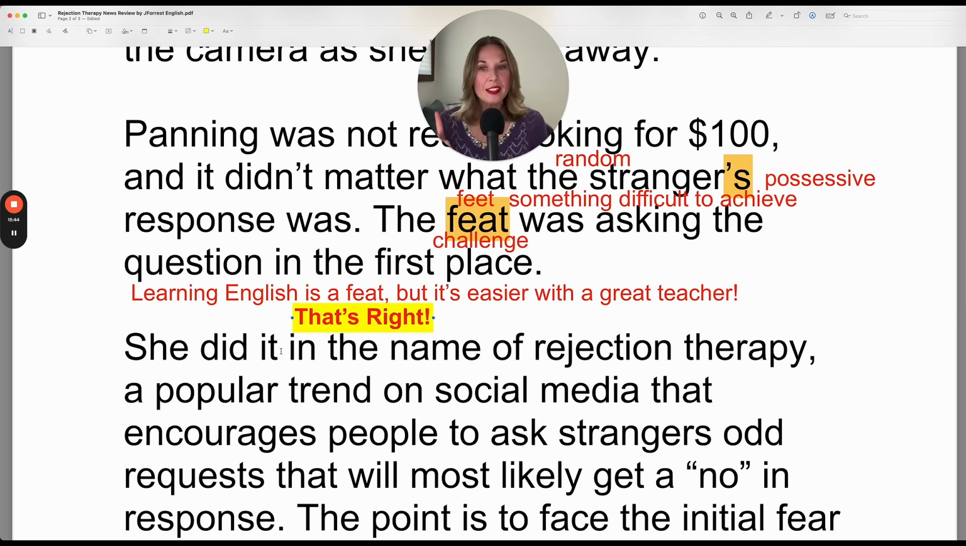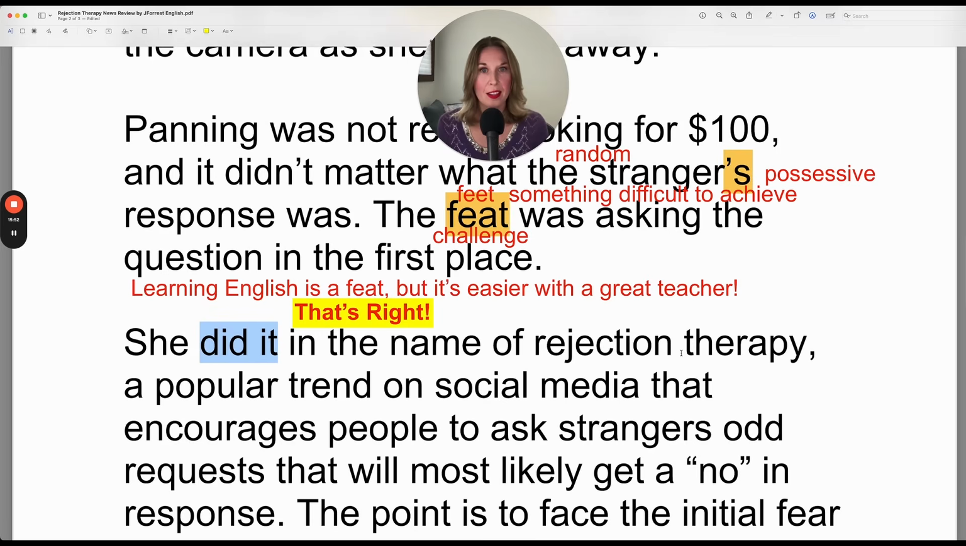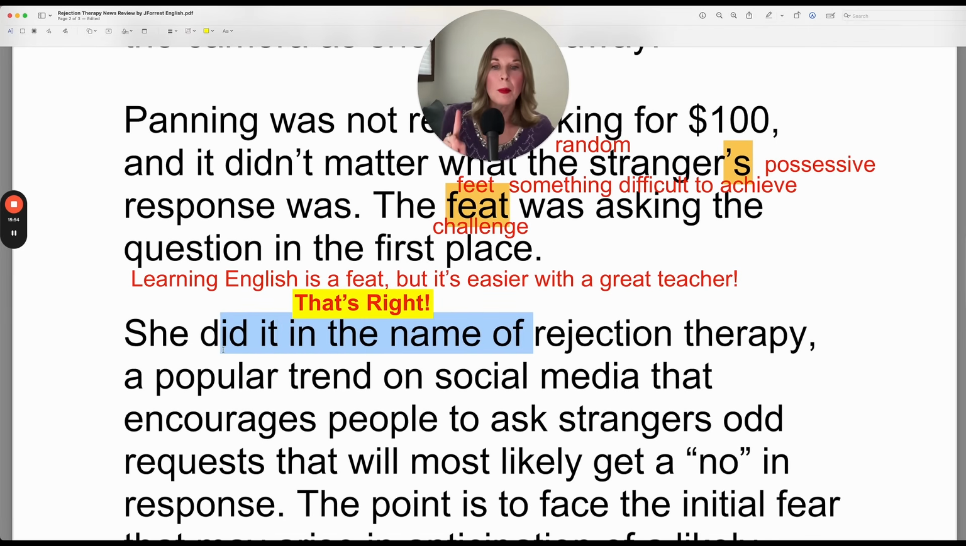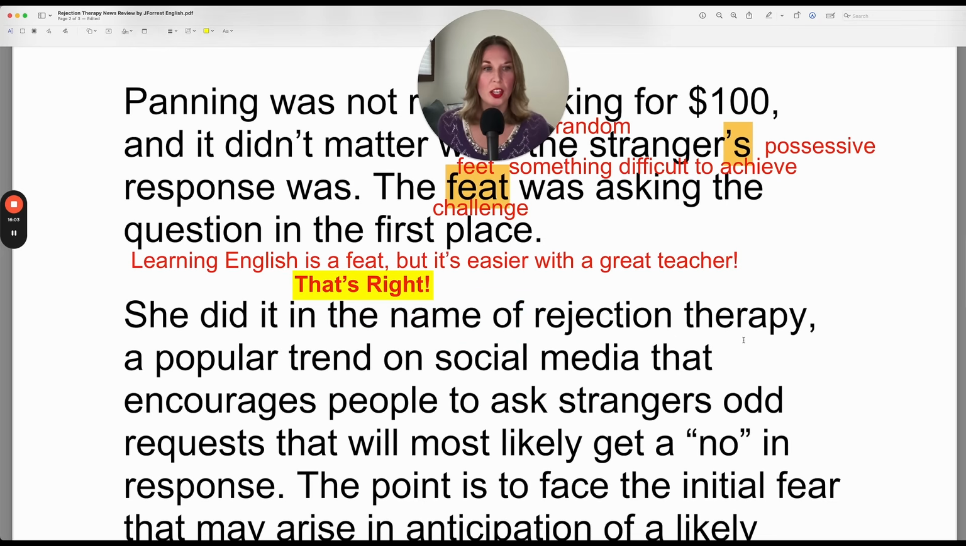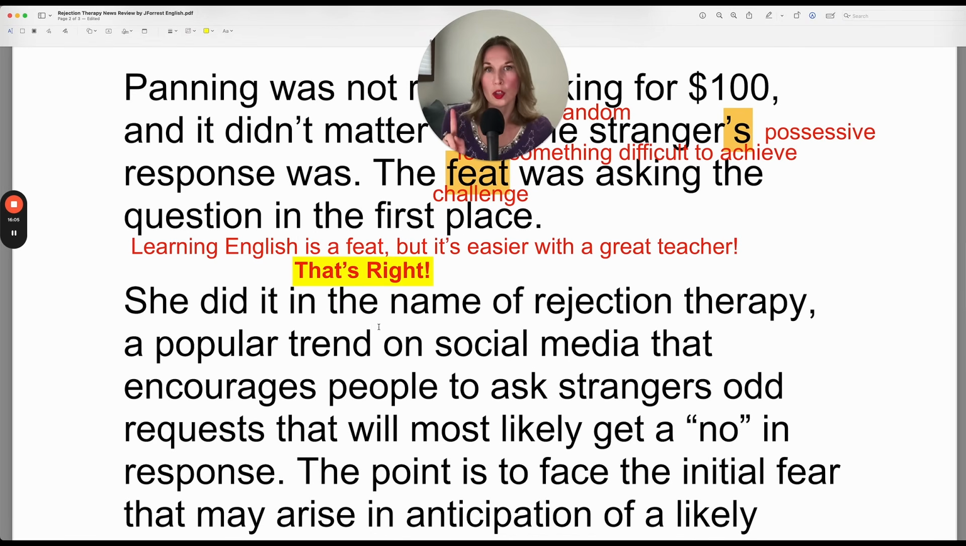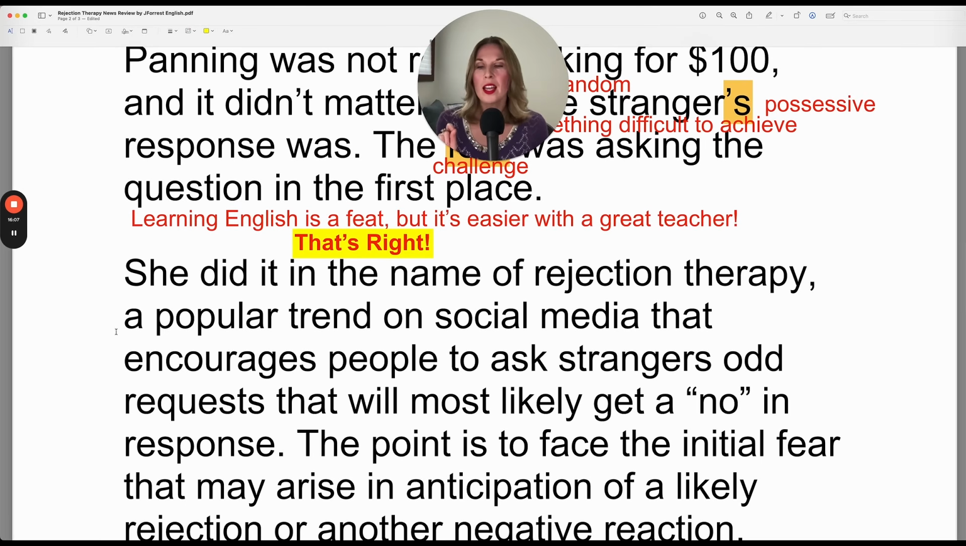She asked him an unusual question. She did it in the name of rejection therapy. So in the name of is the reason why the person did it. She did it in the name of rejection therapy, a popular trend. So notice here that we're using the noun form.